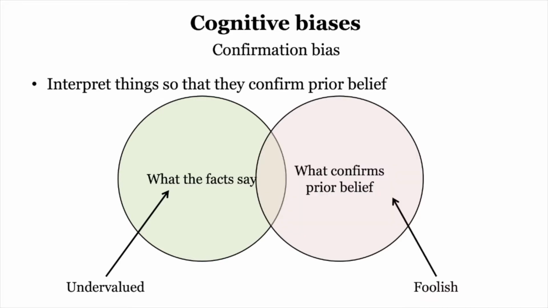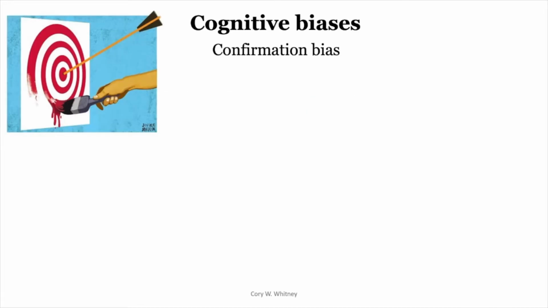The things that confirm our prior beliefs, if we only focused on those, that would of course be foolish, but we're often somewhere in between. We overvalue this portion of the things that are out there in the world, the information we can find. So when we find a fact and it confirms our prior belief, we tend to ignore the rest of the facts and just focus on those. And it's much like this.